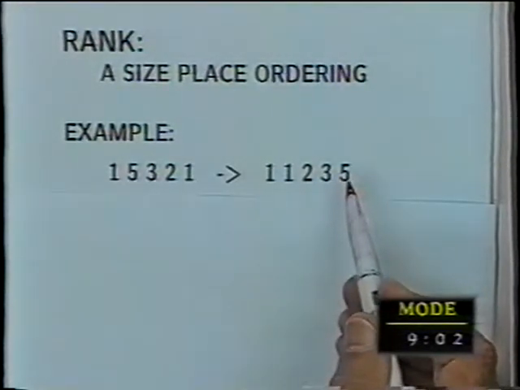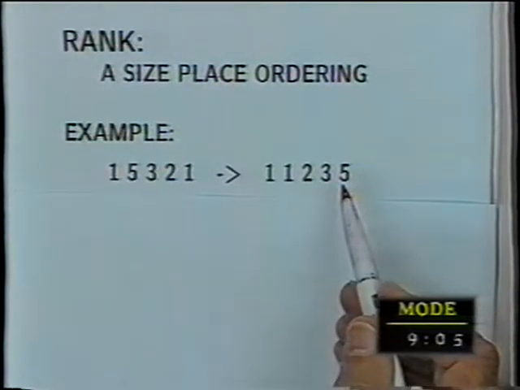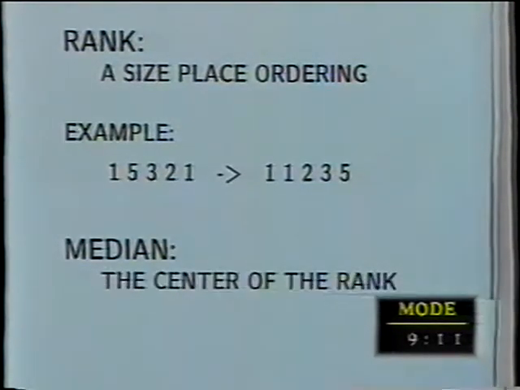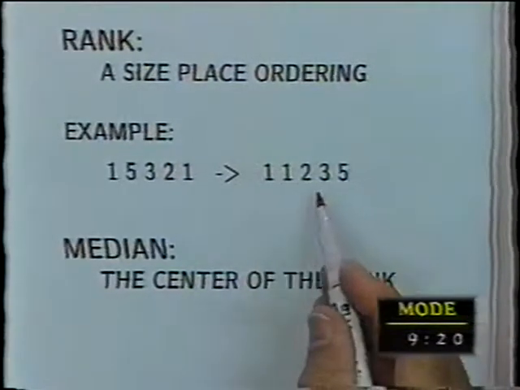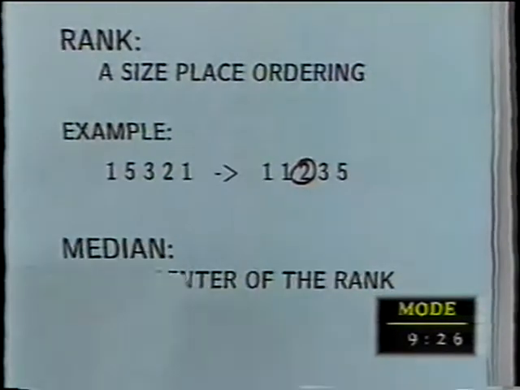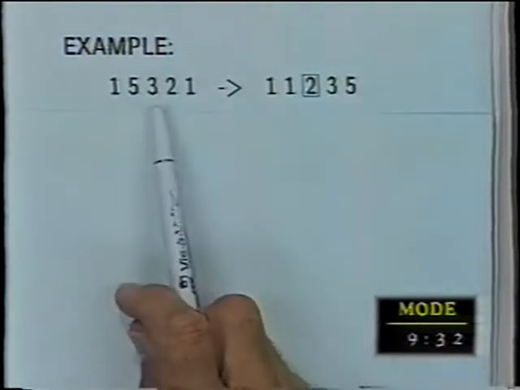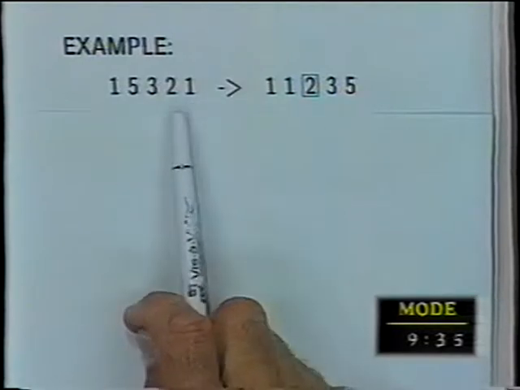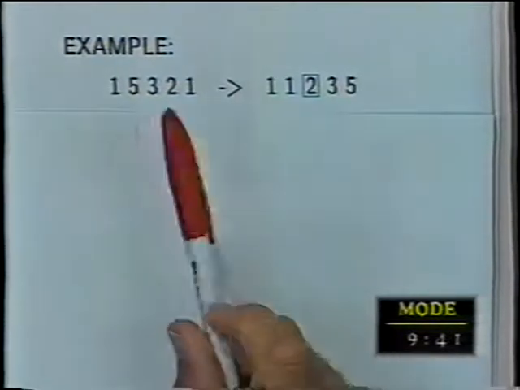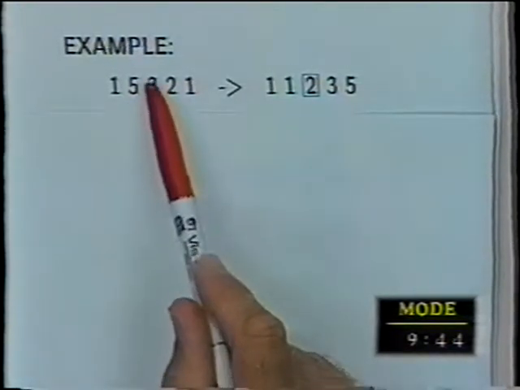So first thing we have to do before we can talk about median is rank the data. Take them and reorder them in a size, place, ordering. Then we can talk about the median. The median is the center of the rank. And that's not too hard. If we look at this data, I guess most people would automatically pick 2 without even thinking about it. 2 is the center of the rank. So the example says if the data is 1, 5, 3, 2, 1, and you want the median, first step is to rank them. Do not try and find the median from the unranked data. Never try and find medians from unranked data, because 3 is not the median.